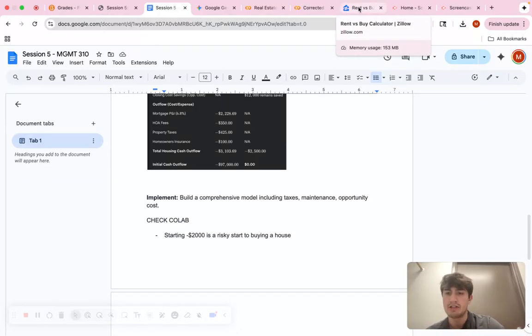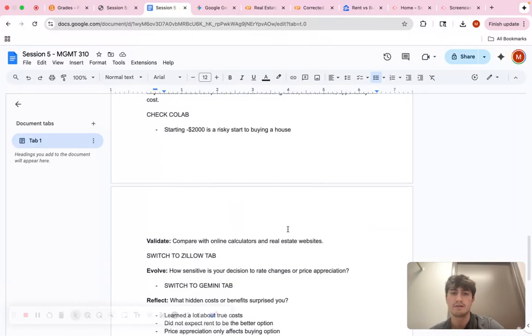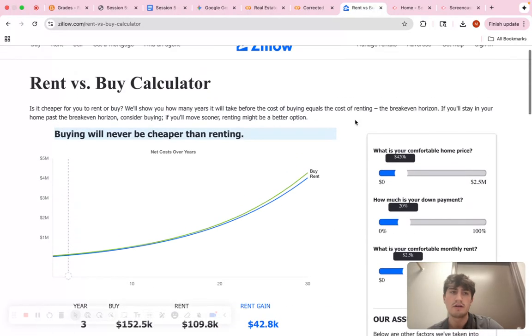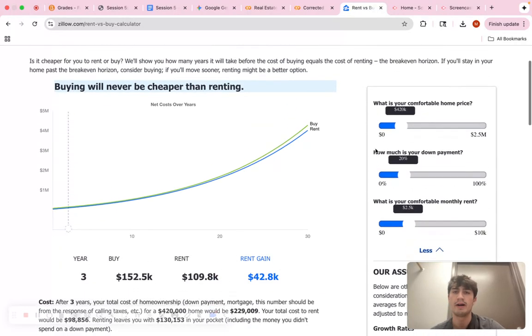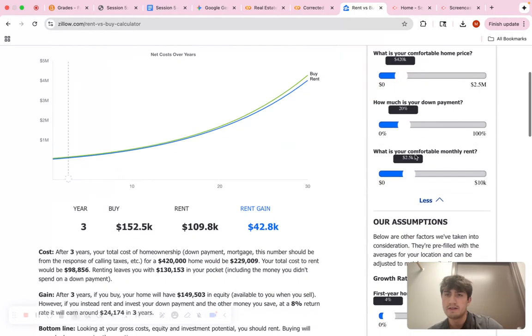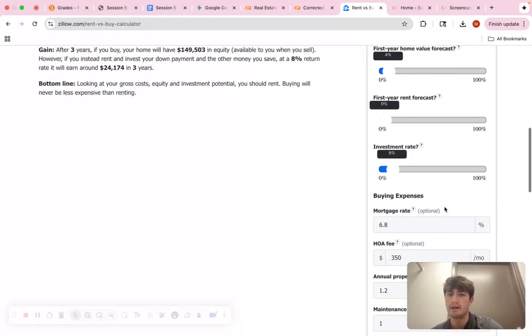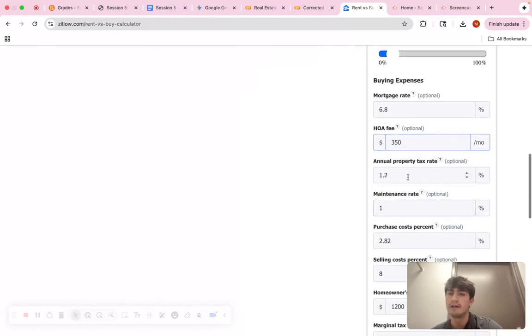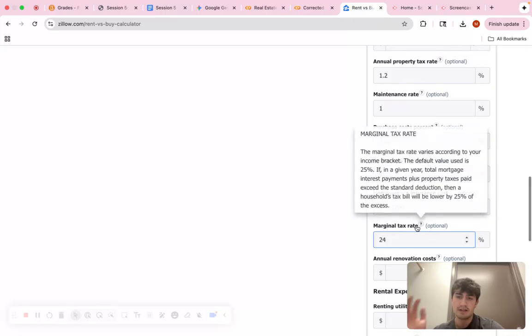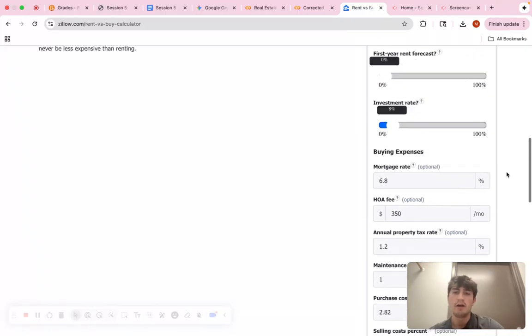I asked Gemini, hey, what's something good to validate it with? So, like this says, real estate websites or online calculators. I used both. So I went to Zillow. So this rent versus buy. So I filled in all the key details, the home price, the down payment, the monthly rent, and then first year investment, mortgage rate, the HOA fee, all the stuff we were given. I filled it all out.